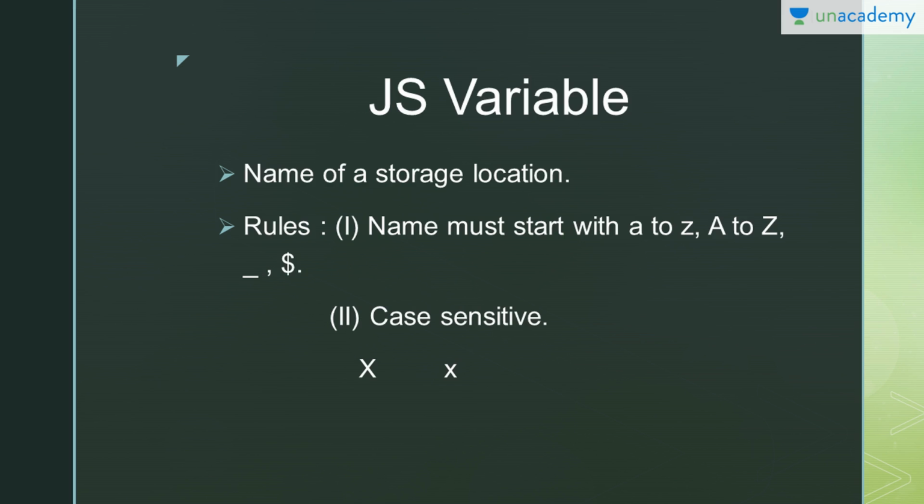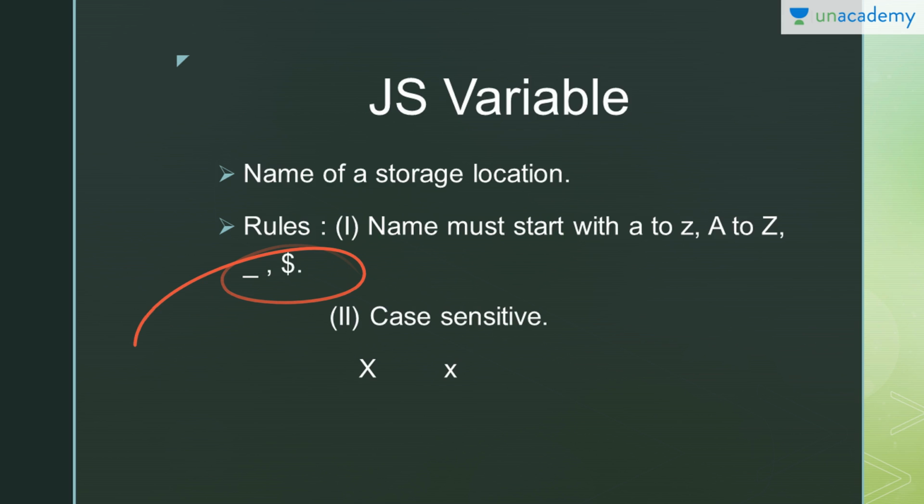Now there are some rules for JavaScript variables. The very first is that the name of the variable must start with A to Z in lowercase, A to Z in uppercase, an underscore, or a dollar sign. This is basically a rule of JavaScript variables and we need to keep this in mind.